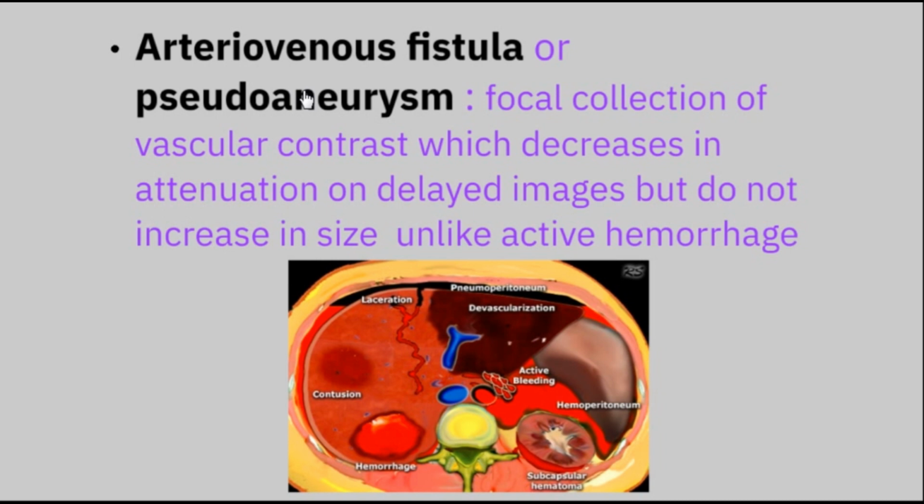And one of the ways to differentiate from active bleeding, or when you say there's extravasation of contrast media, is that we see a river of contrast media that will increase in size when you follow it. But in an AV fistula or pseudoaneurysm, it does not increase in size. And also we can see there is a decrease in attenuation, while in active bleeding there may be an increase, or there is constant hyperdensity.